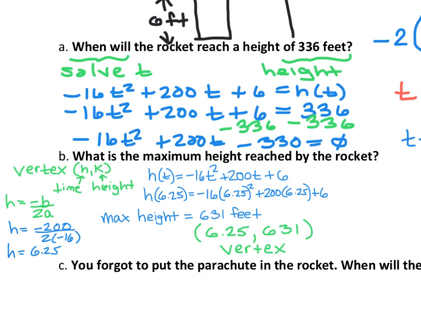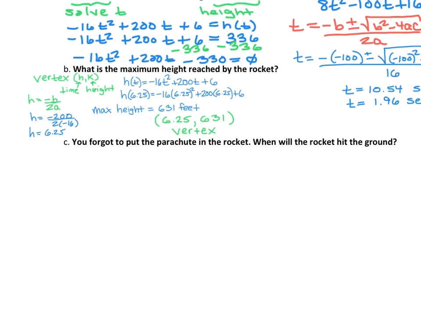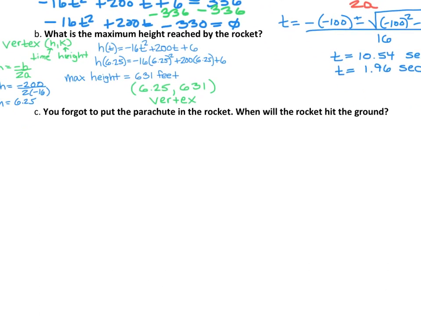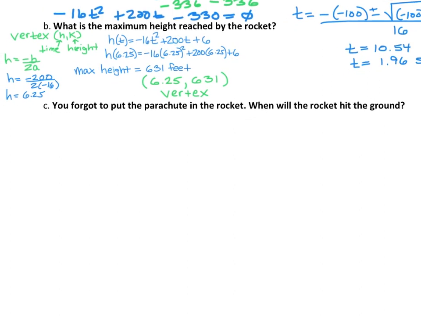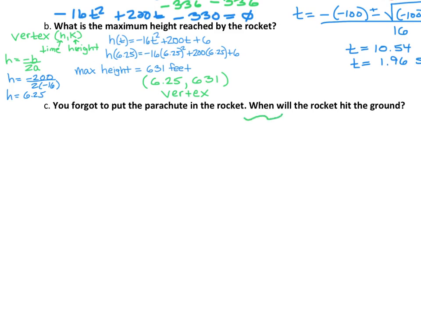Okay, so last question. When will the rocket hit the ground? So it goes up, it comes all the way down. What is that time point? As soon as you see that "when," we're solving for t, time. All right, when the object hits the ground, that's at a height of 0 feet.